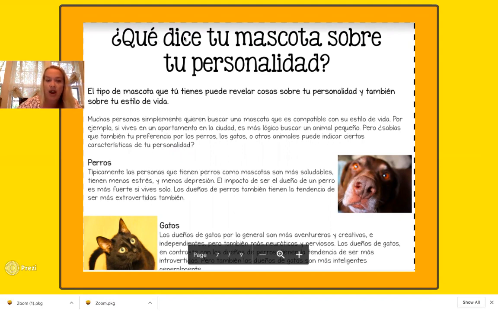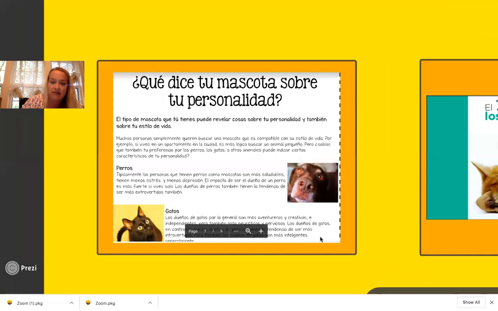It talks about what your pet says about your personality. What type of pet you have reveals things about your personality. And then it talks about dogs: people that typically have dogs are more healthy, with less stress and less depression. And people that have cats are maybe more adventurous and creative. Just another way to get that repetition in before reading a book.